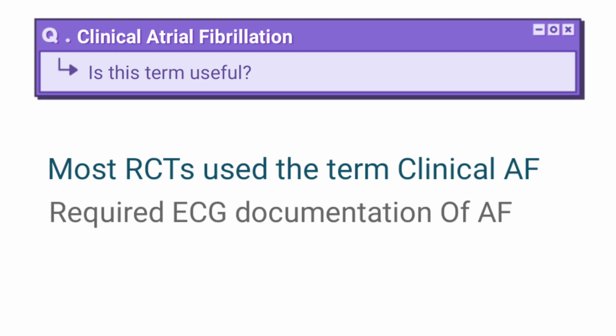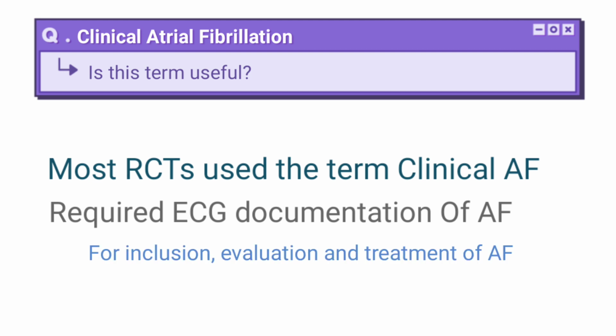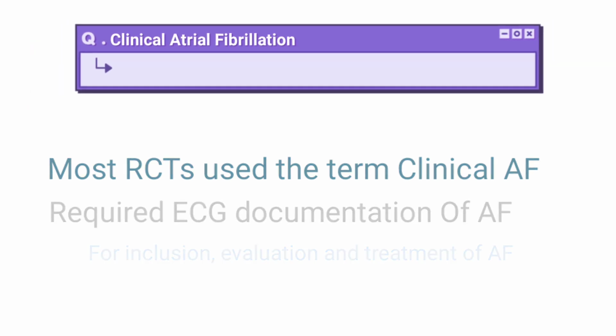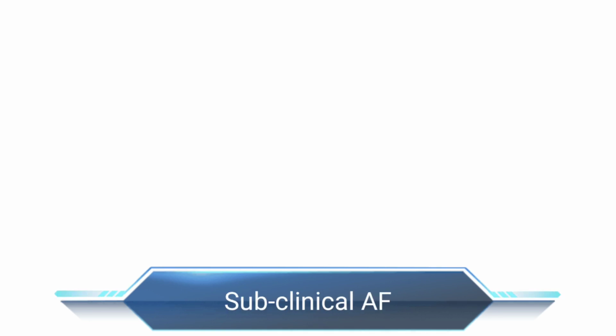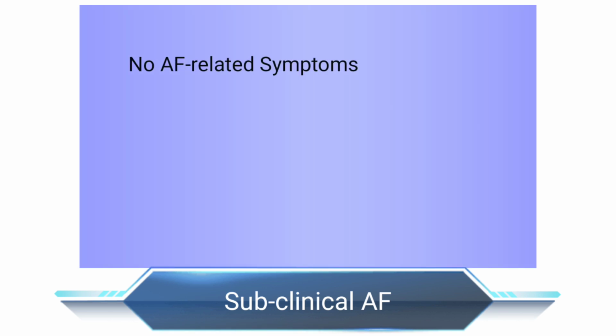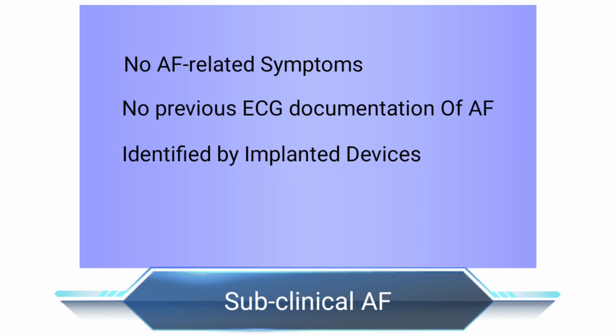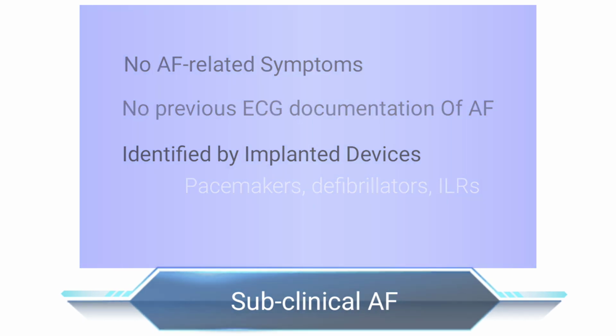These trials required electrocardiographic documentation of the arrhythmia for inclusion, and most patients presented for clinical evaluation and/or therapy of the arrhythmia. Subclinical atrial fibrillation refers to this arrhythmia identified in individuals who do not have symptoms attributable to atrial fibrillation and in whom no previous ECGs are documenting atrial fibrillation. This includes AF identified by implanted devices, pacemakers, defibrillators, or implantable loop recorders, or wearable monitors.